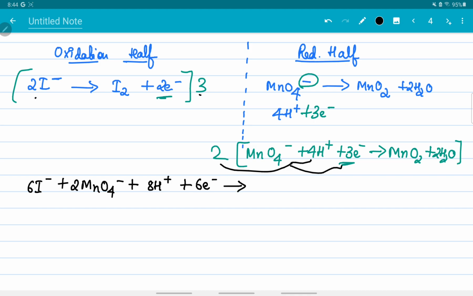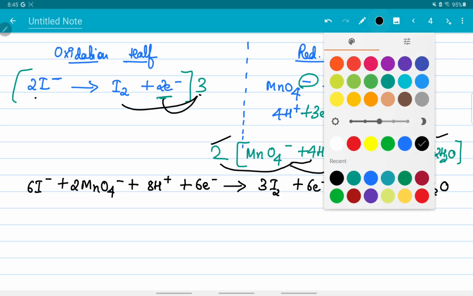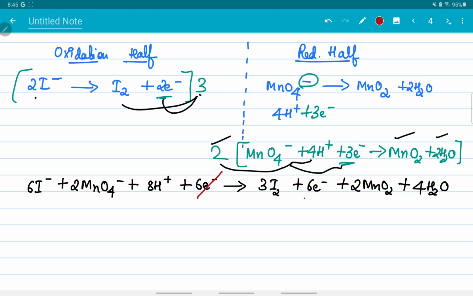Now write the RHS of the oxidation half and the reduction half. This 3 gets multiplied to both of them, so it becomes 3I2 plus 3 2s are 6, that is 6 electrons. Here the 2 is multiplied to both of them, so this becomes 2 MnO2 plus 2 into 2, that is 4 H2O. So this is our oxidation and reduction half, and now we have added them. Our next step is to see that the electrons get cancelled. If you see over here, both the 6 electrons are cancelled.